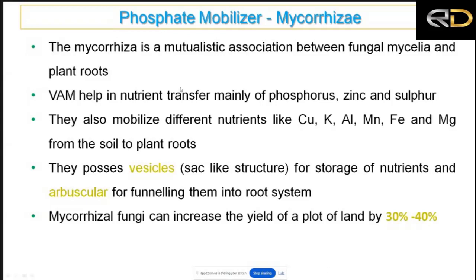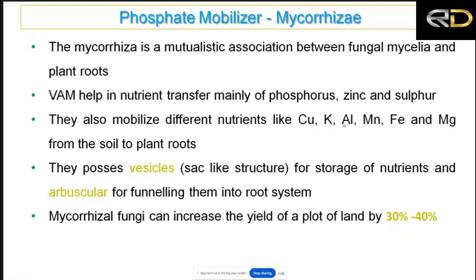This normal mycorrhiza was simple, but nowadays we also have VAM. VAM is vesicular arbuscular mycorrhizae. They have arbuscules, which are tube-like structures carrying the phosphorus. I am talking about phosphorus, but many other nutrients that are immobile in the soil, like zinc, sulfur, copper, potassium, and aluminum, can also be taken up by this group of association.